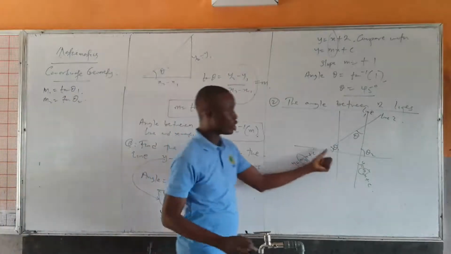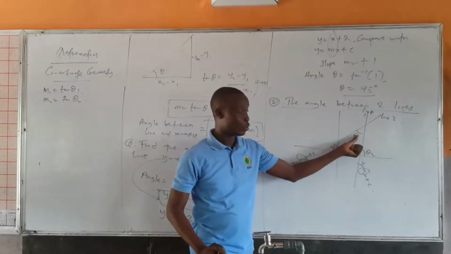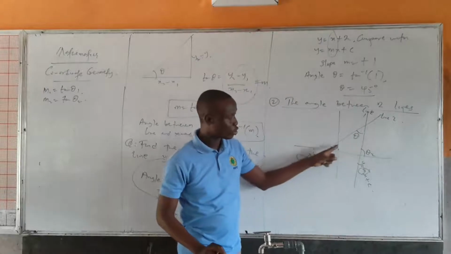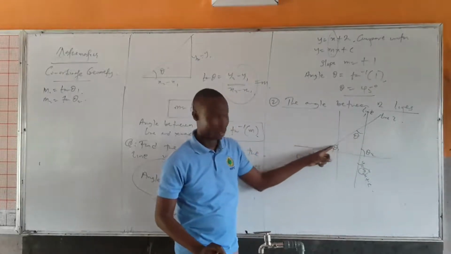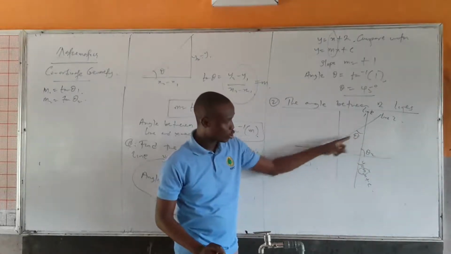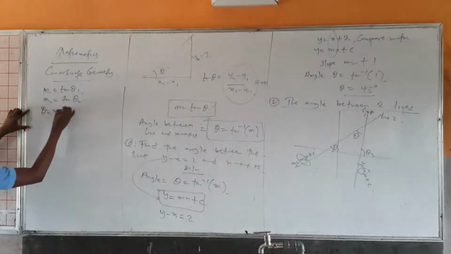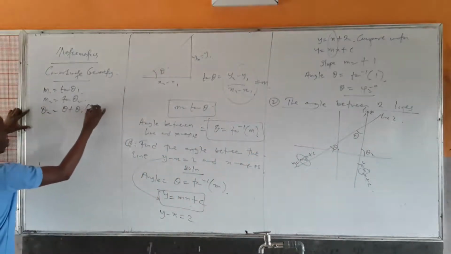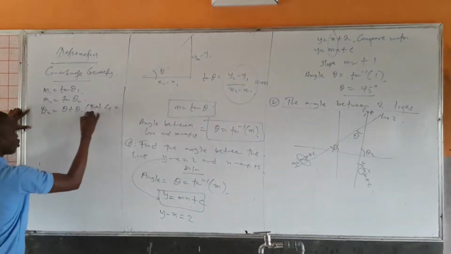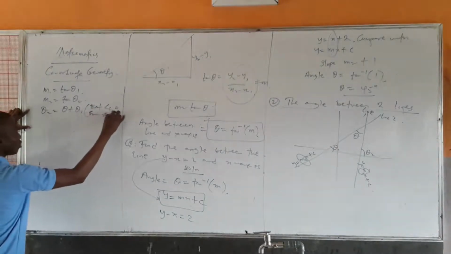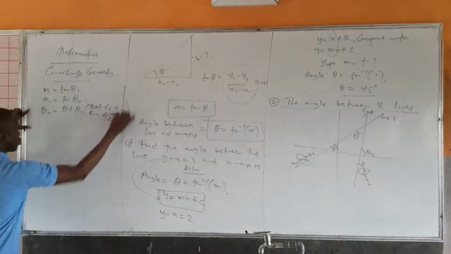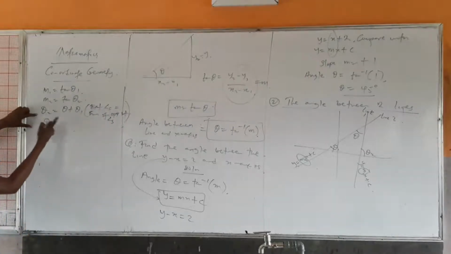Then if you look at the geometry of theta 1, theta 2, and theta, you will see that theta 2 is the summation of theta and theta 1, because the exterior angle is the sum of the opposite interior angles. So your theta 2 is theta plus theta 1. Exterior angle equals the sum of opposite interior angles. So that means my theta, which I'm looking for, is theta 2 minus theta 1.